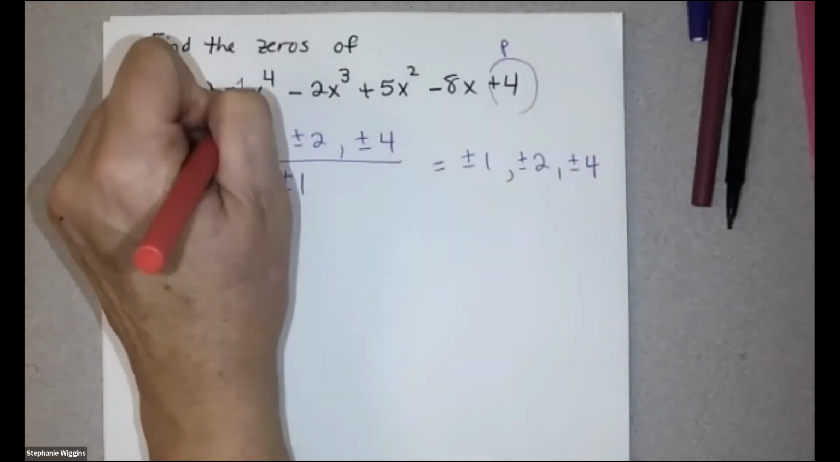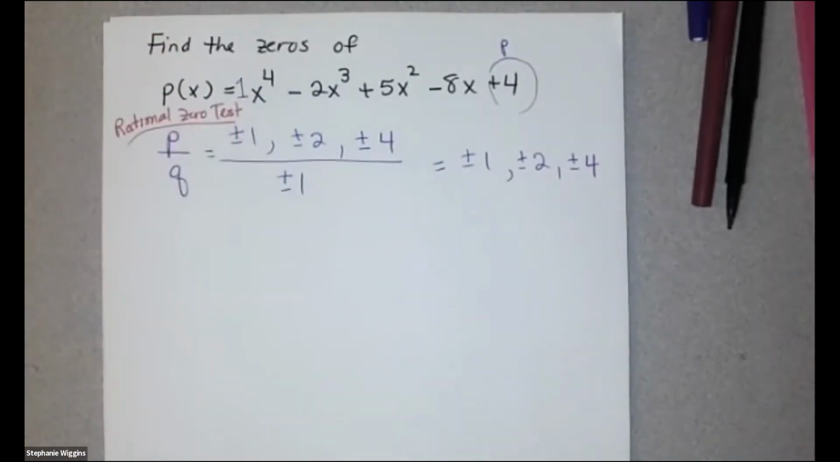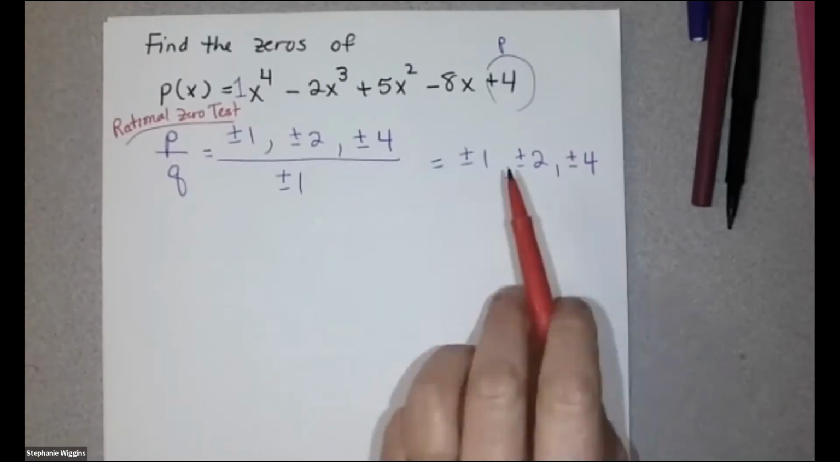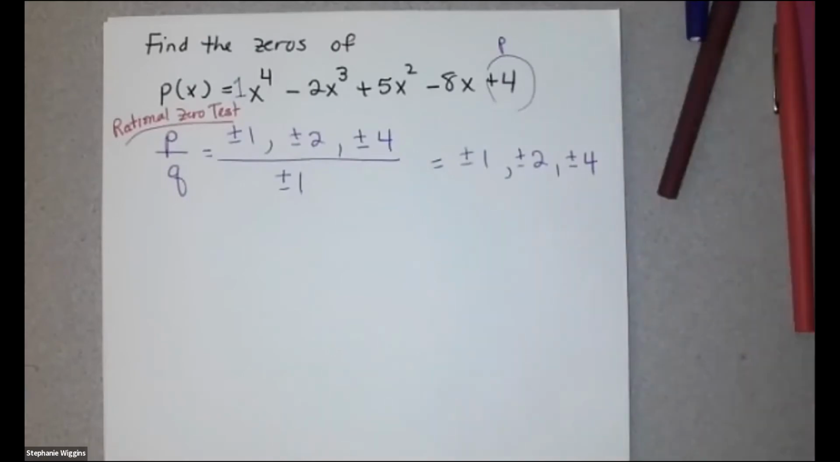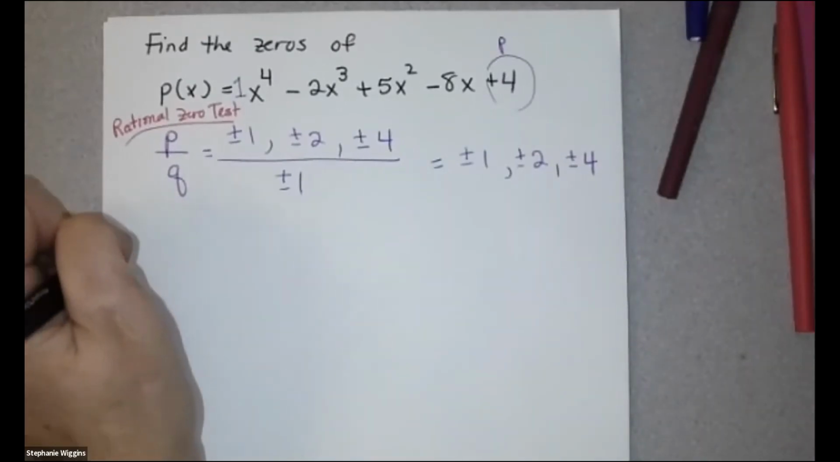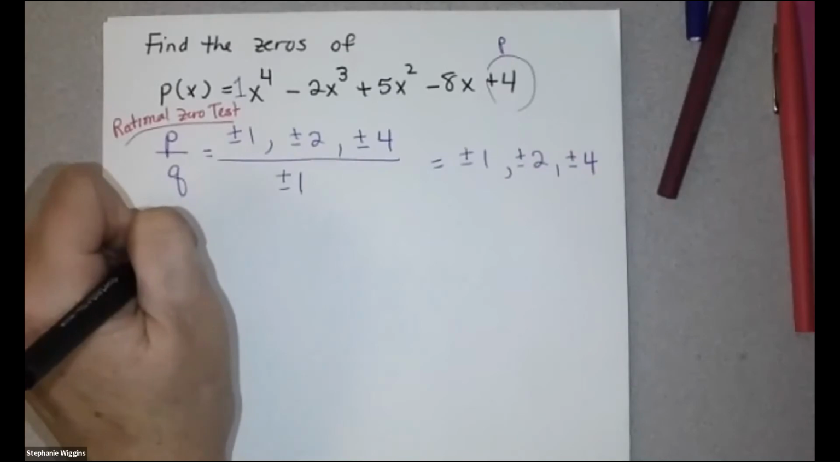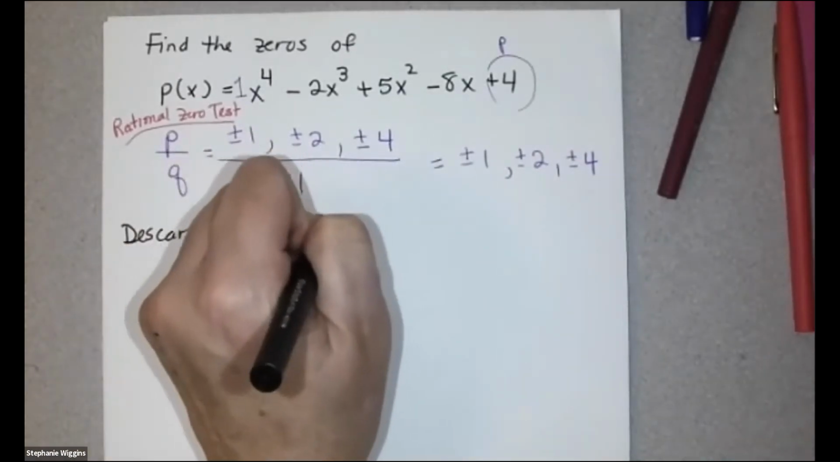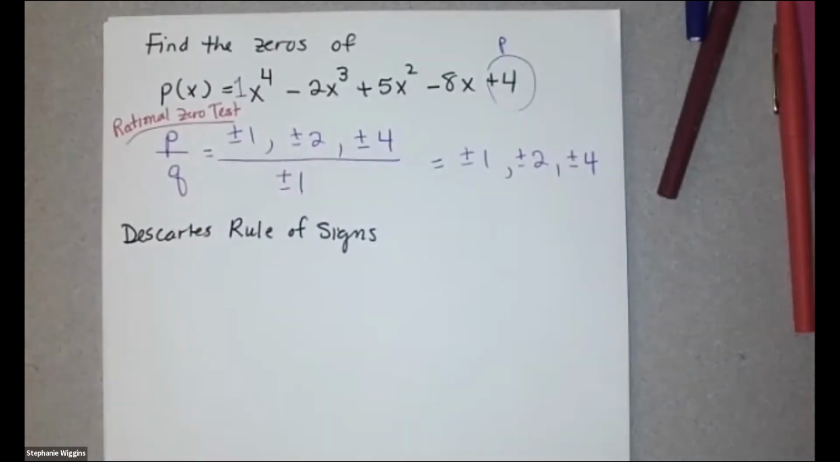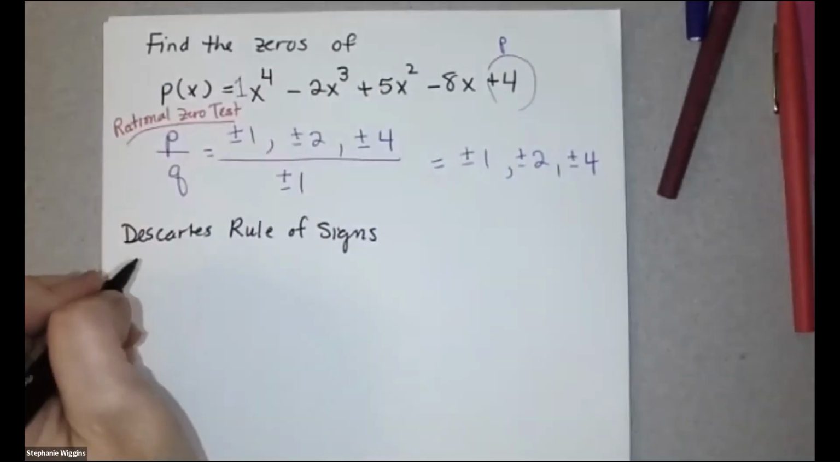Now there may be other types of zeros, but if there is a rational zero, it's in this list. Okay? Those are the possibilities for rational zeros. Now let's do Descartes' rule of signs. So we're going to look for sign changes. So I'm just going to copy this again so it doesn't get too messy.